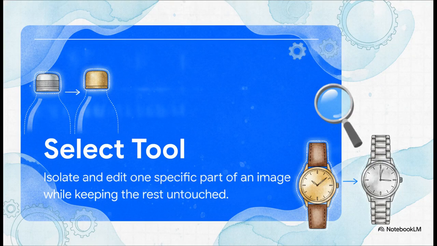Then we have the Select tool. Think of this as a precision wand for your inventory variations. Say you sell a water bottle and you want to see how it looks with a matte gold cap instead of a silver one. You don't have to go reshoot it. You just highlight the cap, prompt the change, and the AI swaps that one exact part while leaving the rest of the image completely untouched.